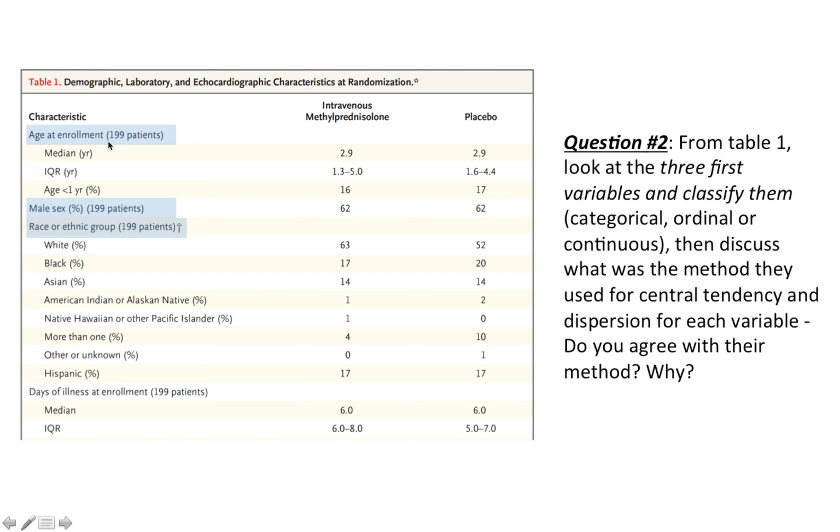Here, this continuous variable was turned into a categorical one. Either you were younger than 1 or you were older than 1 year old. And they express it with percentage, which is fine.